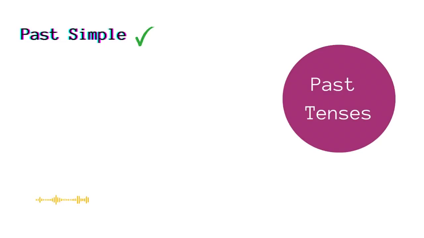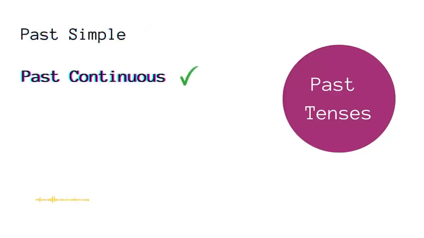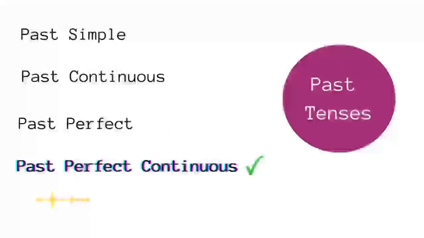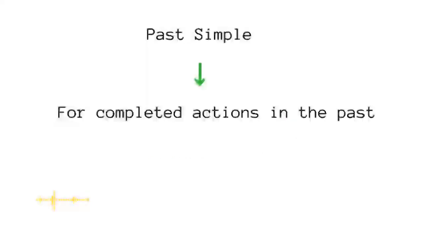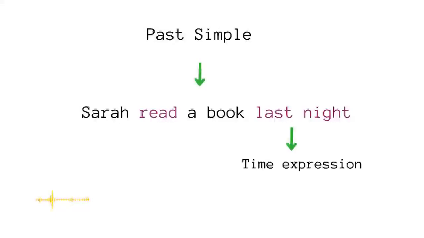So when it comes to the past tenses, we will be focusing on past simple, past continuous, past perfect, and past perfect continuous. So let's have a look at the first part, which is the past simple. You need to use the past simple to speak about completed actions in the past. What does that mean? Let's have a look at this example to understand the idea better. Sarah read a book last night.